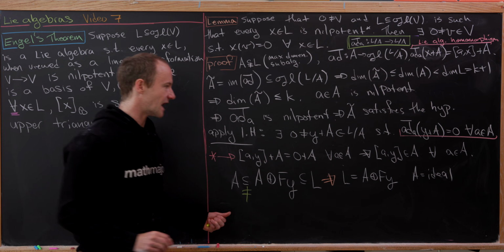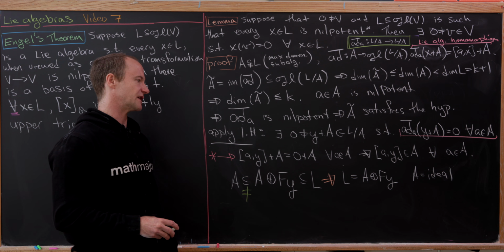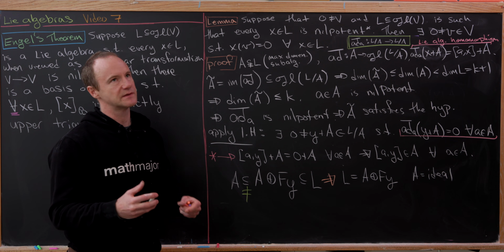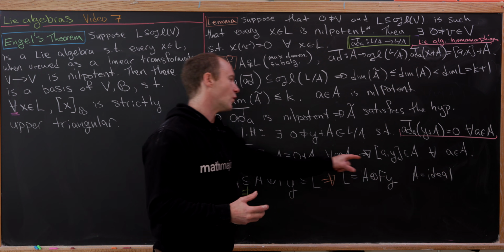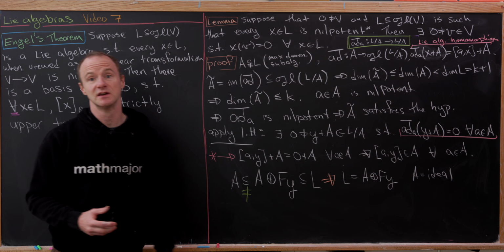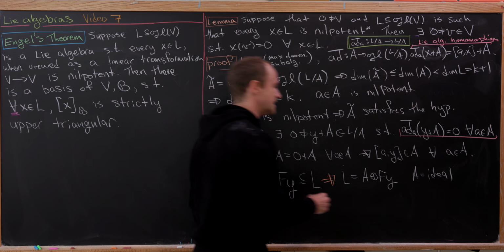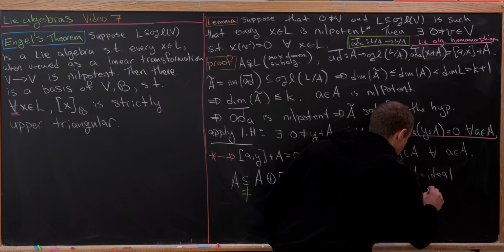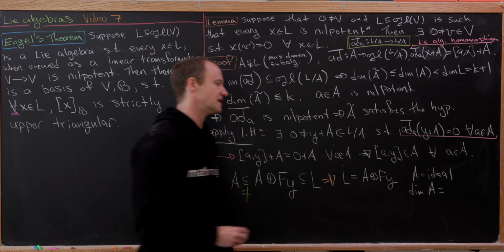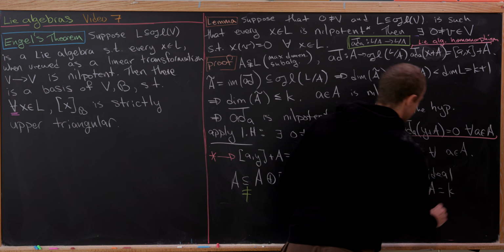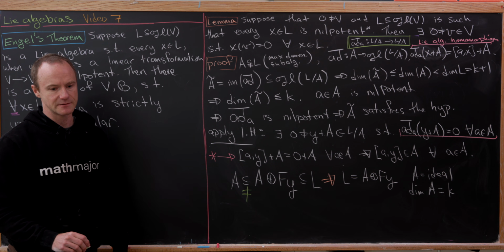And A is an ideal because it satisfies this absorption property of the bracket. But notice the absorption property of the bracket is pretty trivial here because we just have one more vector to check, and that's this vector y that we've been working with. Another thing that we see is that the dimension of A is equal to 1 less than the dimension of L, but the dimension of L was k plus 1, so the dimension of A is k.